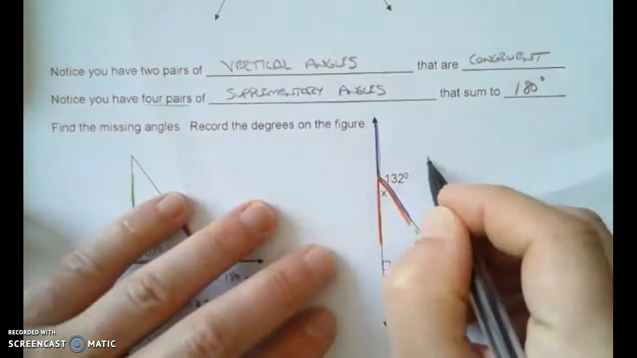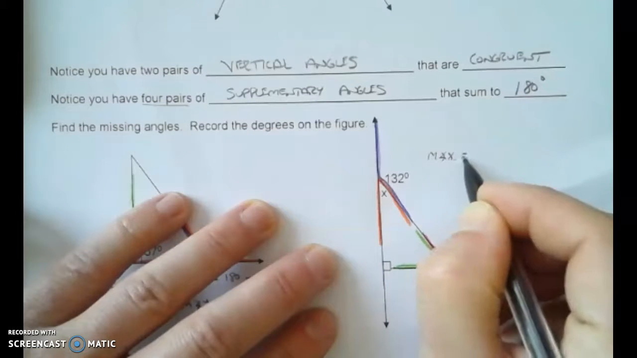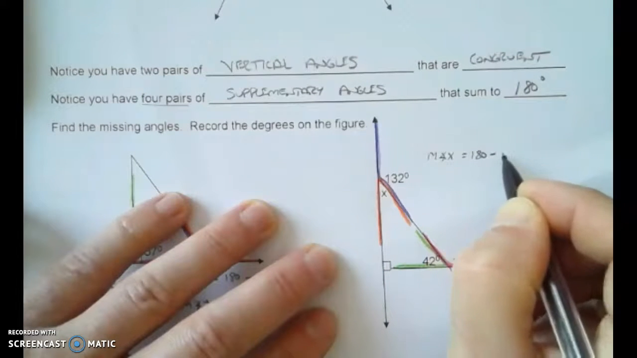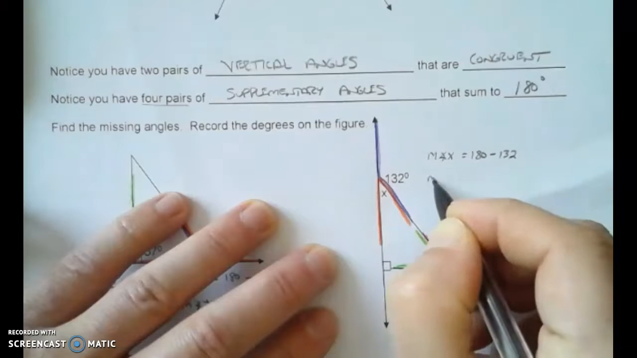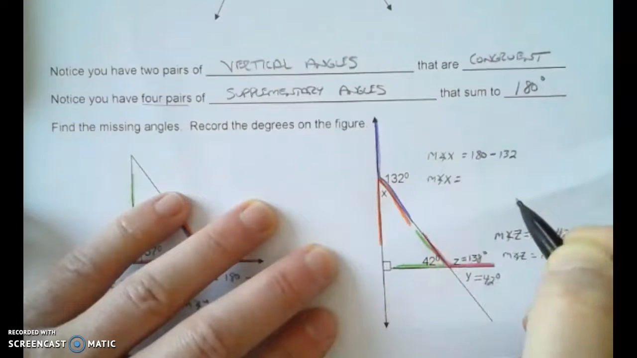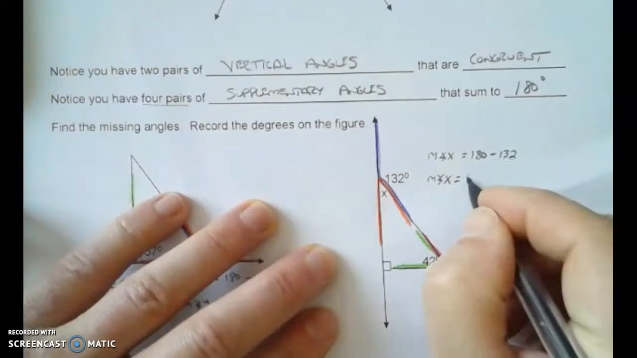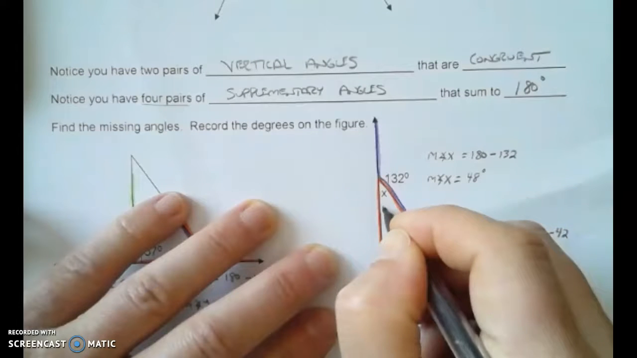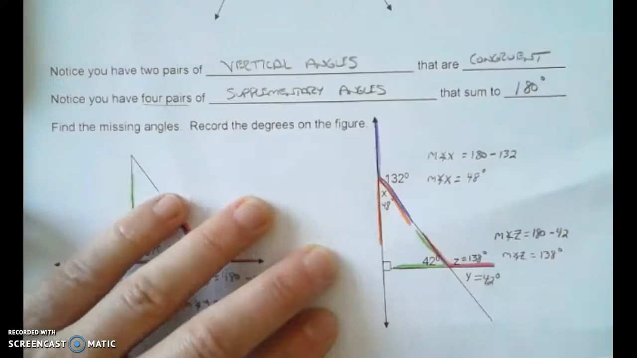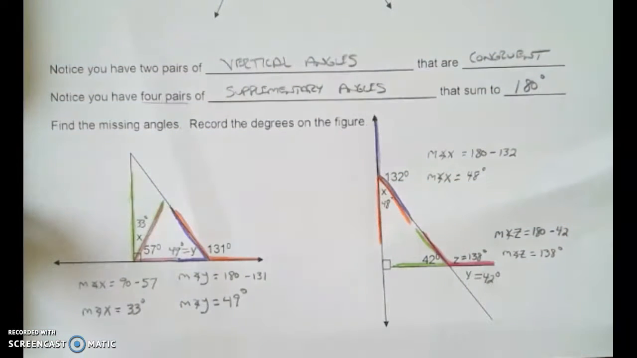So to get the measure of angle x, all we're going to do is take the 180 and subtract off the 132-degree angle, meaning that the measure of angle x is going to be 48 degrees. This here is a 48-degree angle.